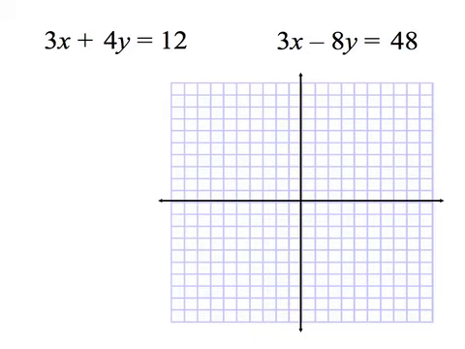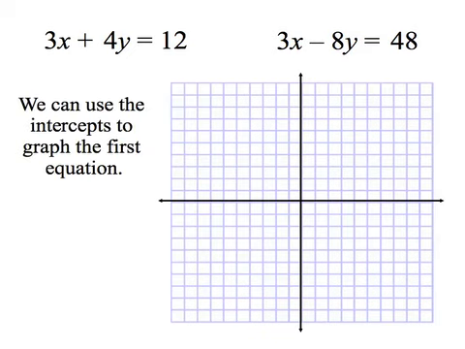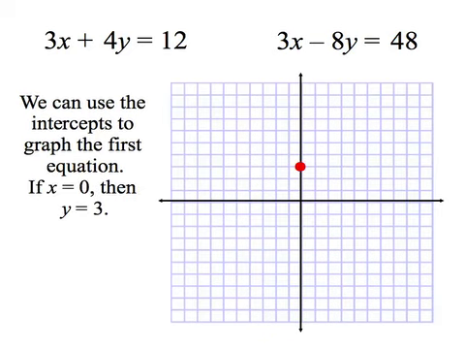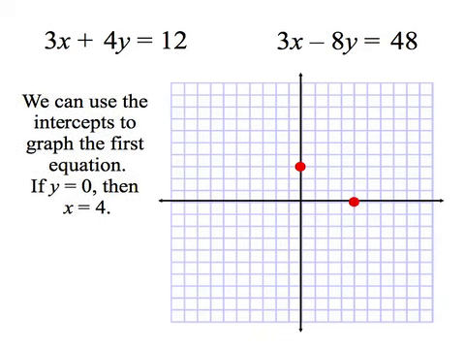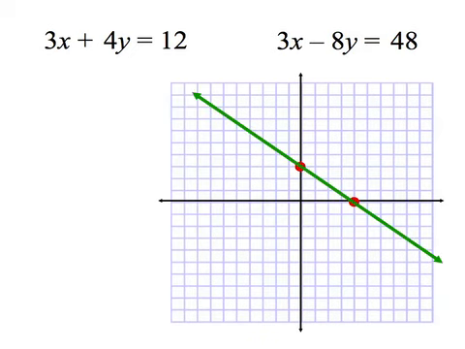Here's another system of equations. They're not written in slope-intercept form, but perhaps we can use the x and the y-intercepts to graph these two equations. In the first equation, we're going to let x equal 0, and then 4 times 3 is 12, so y is 3, and we graph that point on the y-axis. If we let y be 0, then 3 times 4 is 12, and x is 4, and we graph that point on the x-axis. We connect the 2 points, and we've got a graph for the first equation.